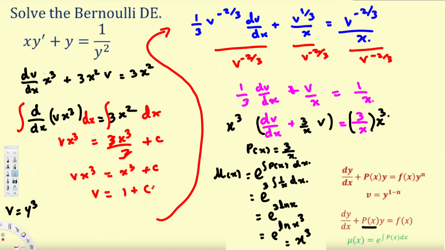And we are not done yet, because this is in terms of v. Our original function was in terms of y, right? So we have to bring this value back. So what we do is we replace this v with y cube, and the general solution for this differential equation is going to be y cube is equal to 1 plus c x power minus 3.